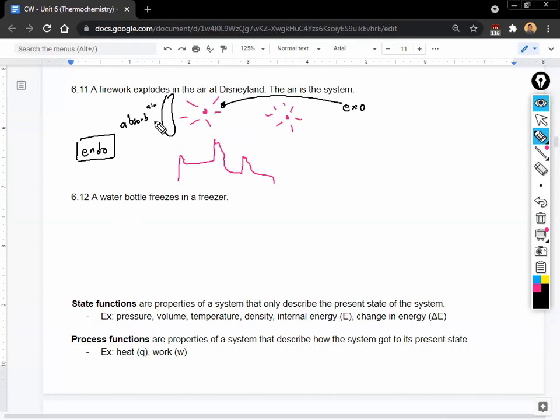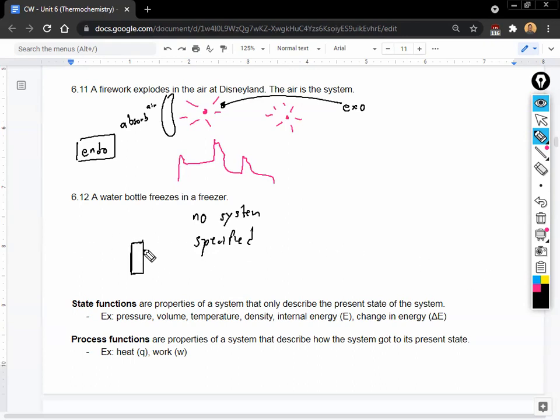Okay. So if we have a water bottle, and it's freezing, it seems like it's going to be releasing energy, because it's going from a liquid to a solid. But what if I said the freezer is the system? The freezer is absorbing energy, right? But if you look at this, does it tell you what the system is? No. So here there is no answer because there is no system specified. I didn't tell you what the system is. So this was a trick question. You can't tell me if it's exo or endo because it doesn't tell you what the system is.